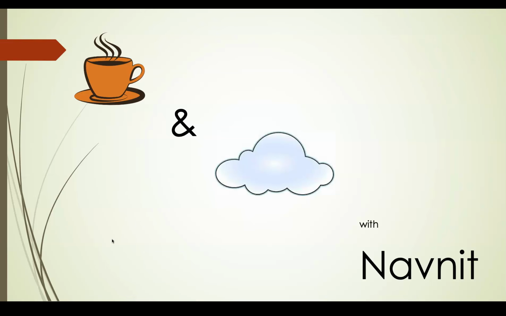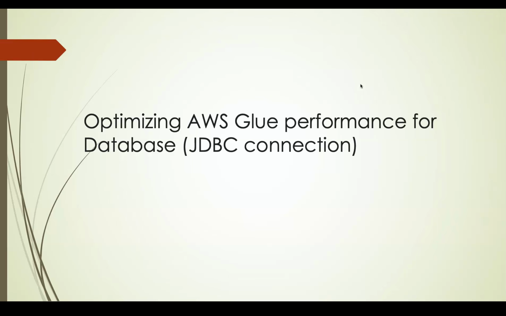So in today's session, we are going to learn how you can optimize your Glue performance for JDBC connections. For those who do not know, AWS Glue is an ETL tool which allows you to bring data from different data sources and perform all kinds of transformations, right? And then lets you store the data in different data stores, whether it's databases, a data warehouse, or a data lake. Usually I have seen people using AWS Glue to bring the data from databases.